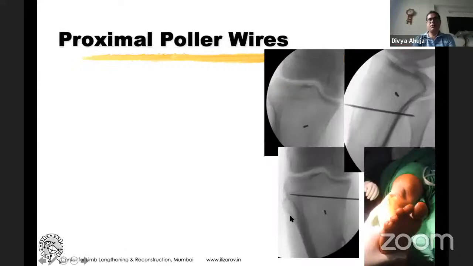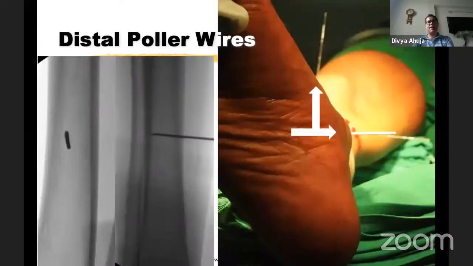So we used polar wires here. So this is the proximal polar wires, passed perpendicular in both planes. And these are the distal wires, the white arrows showing the perpendicular two wires.